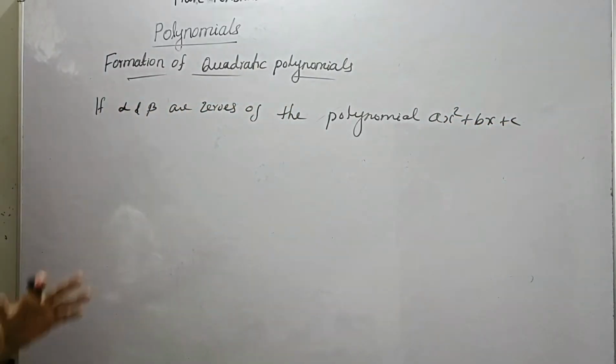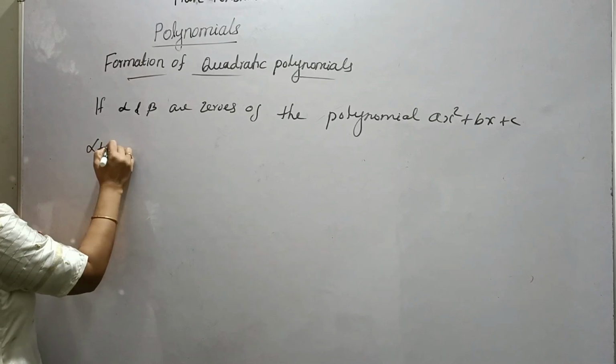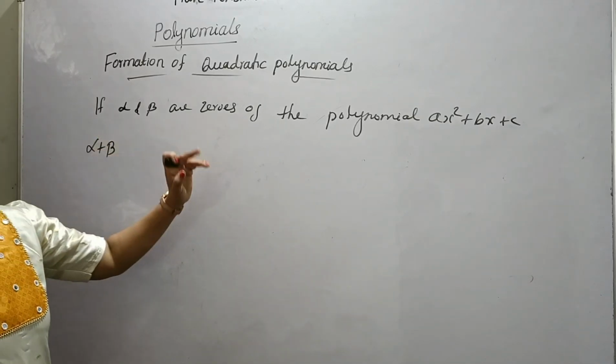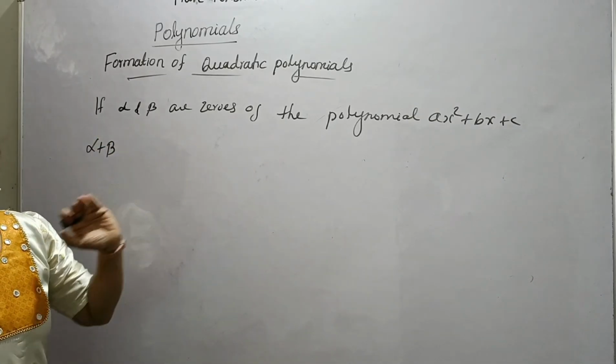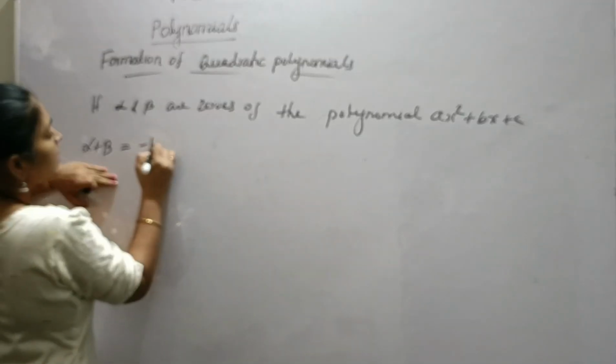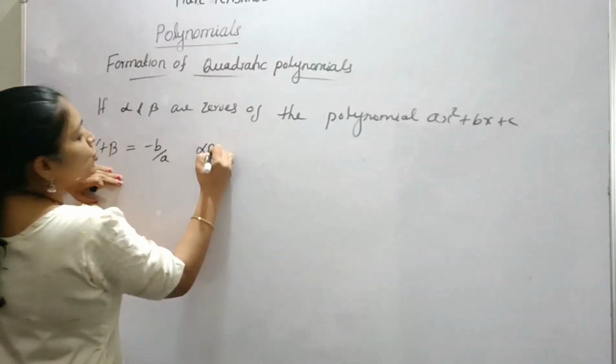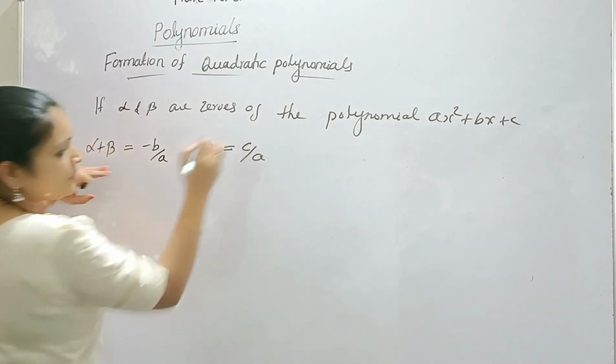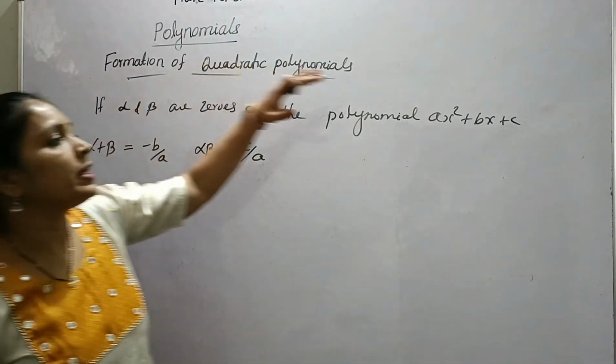In last class we have already studied alpha plus beta. If alpha and beta are the zeros of the polynomial ax square plus bx plus c, then what is alpha plus beta? That is minus b by a. And alpha into beta is equal to c by a. Right? Now let's substitute it here.